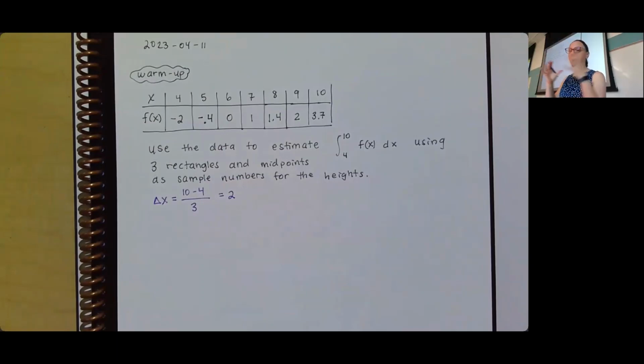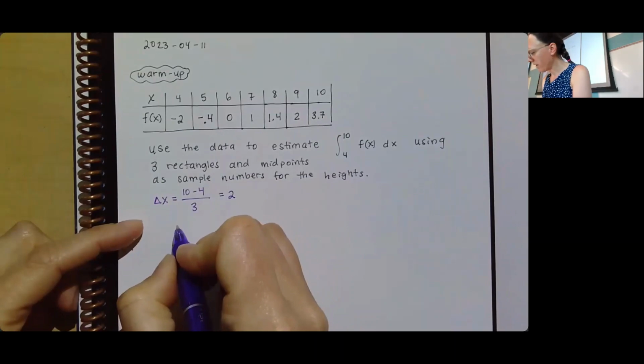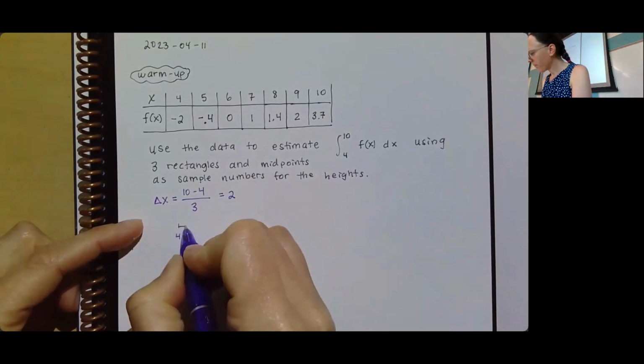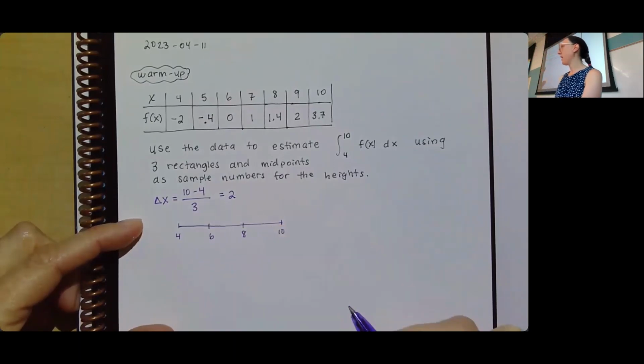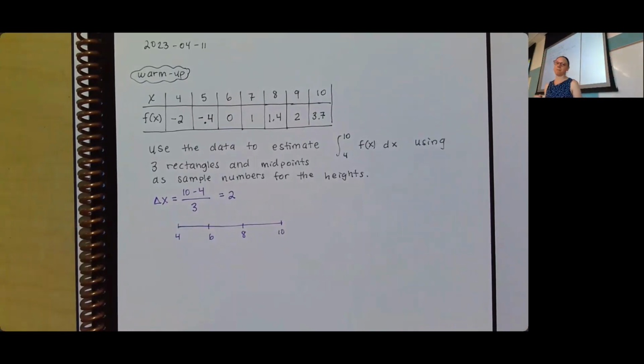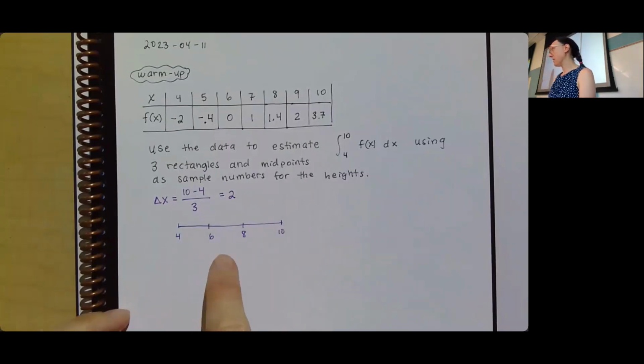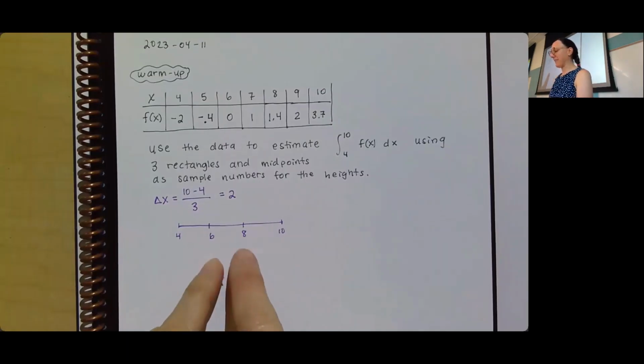So if I'm thinking about how this is broken up, we're going from 4 to 10. We're breaking it up by 2s. So that would look like 6, 8, 10. So those are my 3 pieces. Now, if we were doing left endpoints, then I would be using 4, 6, and 8 as the X values to get my heights. If I was doing right endpoints, I would use 6, 8, and 10.